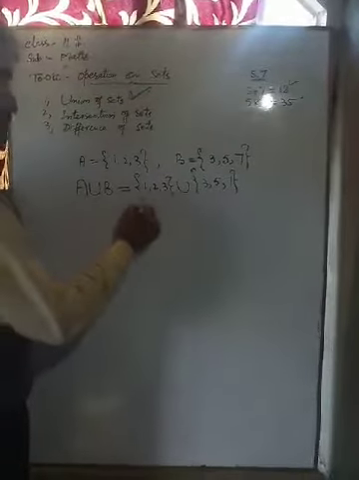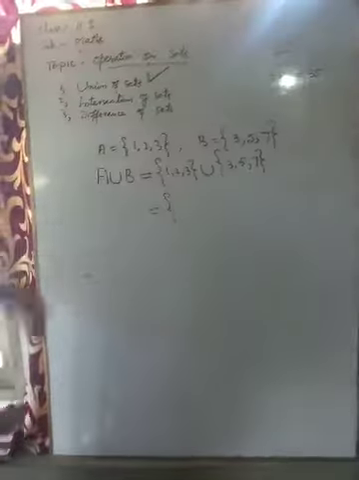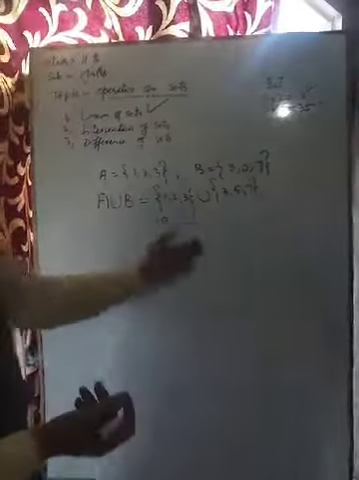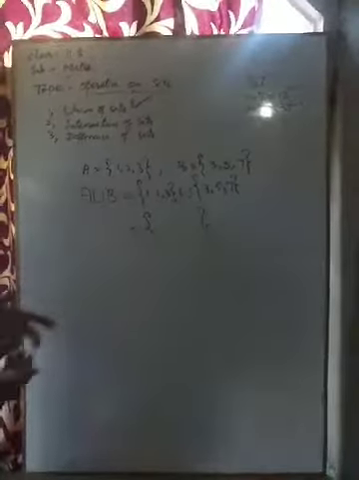This is equal to the new set. I just told you that when we perform some operations on two sets, we will get a new set. Here we will get another set. It will give rise to a new set.